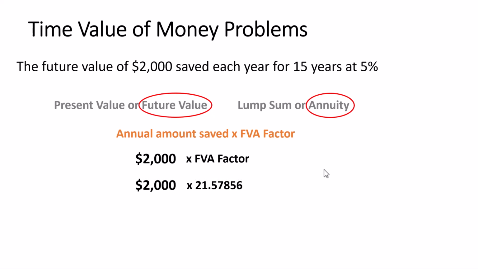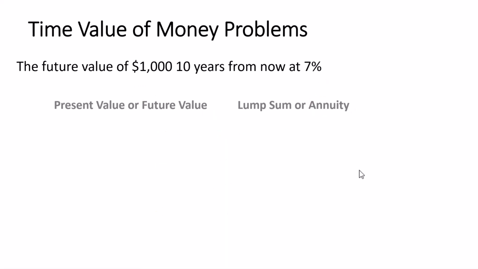And we'll just take $2,000 times 21.57856. And we get $43,157.12. So let's get saving. We could see that that really adds up, $2,000 a year for 15 years at 5%. All right, let's move on to the next one.